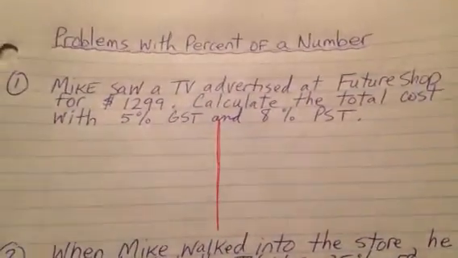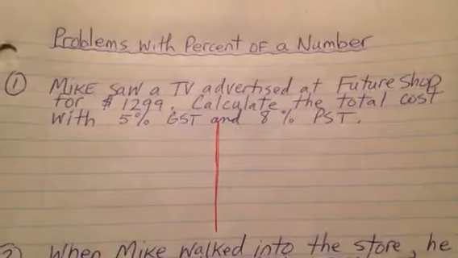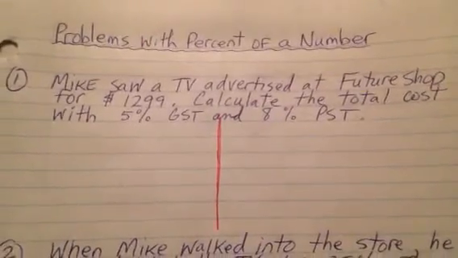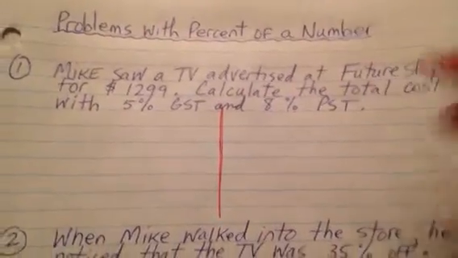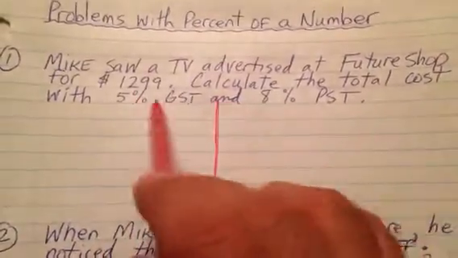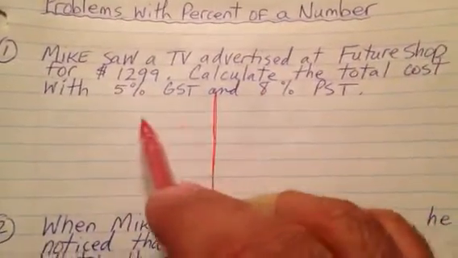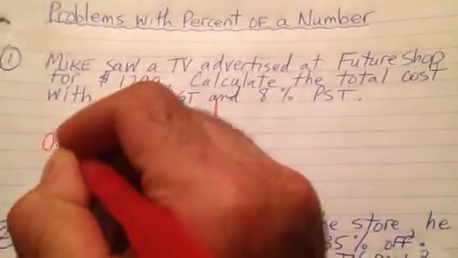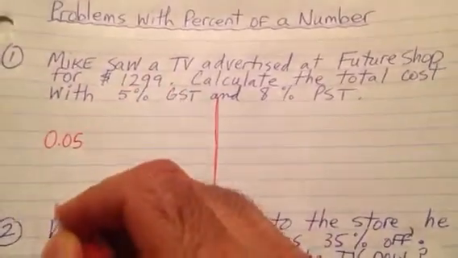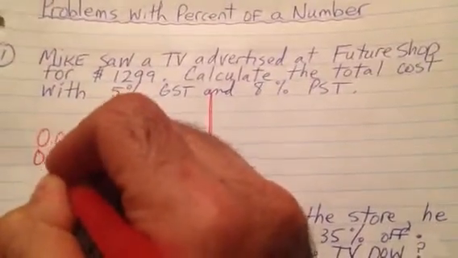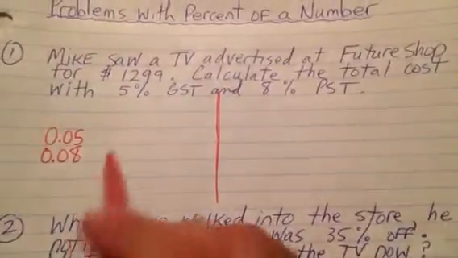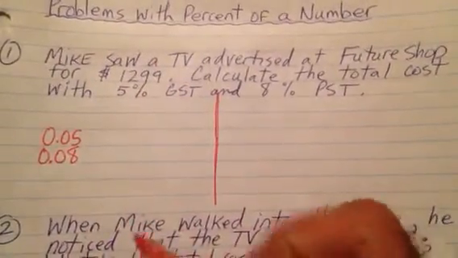The first way is keeping the taxes separate. So we have to figure out what the taxes will cost. So the first one, we change both of these to a decimal. So 5% is 0.05 and 8% is 0.08. And simply we multiply the price by the tax.